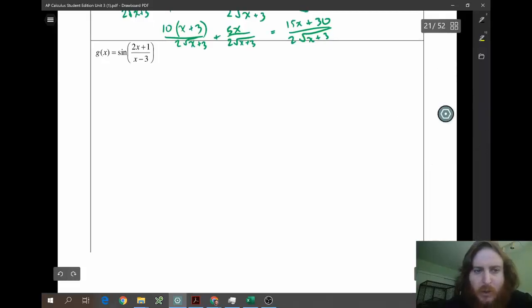So now, next one. Obviously, we have a quotient rule. That's easy. We have a quotient rule because there's a fraction. But we have that sine of something.